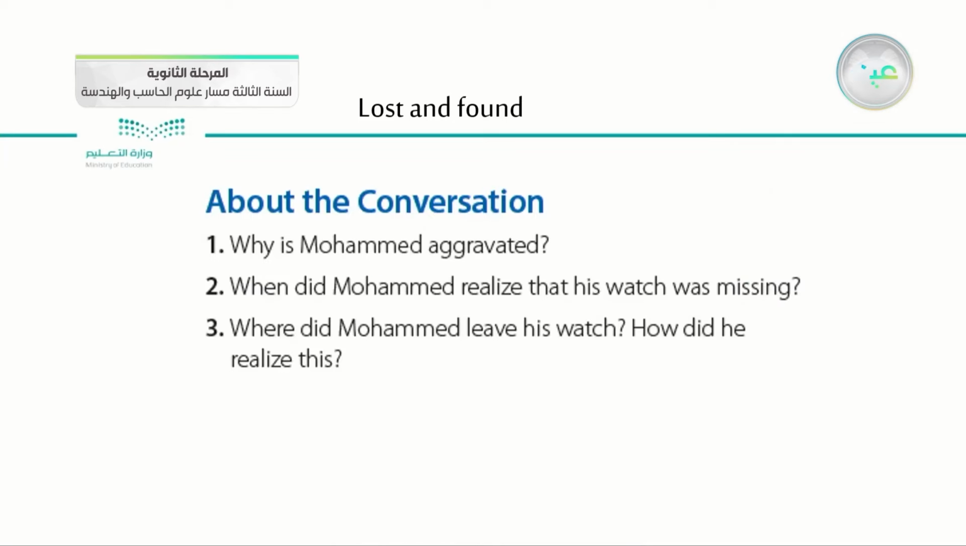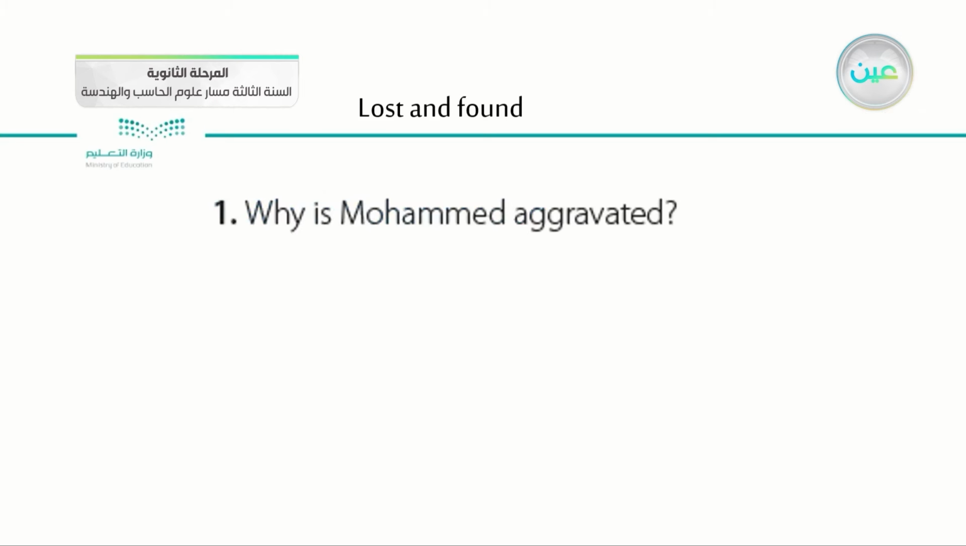These are some questions related to the conversation, which are very important. The first question is, why is Muhammad aggravated? And when did Muhammad realize that his watch was missing? Where did Muhammad leave his watch? And how did he realize this? We'll, inshallah, go over these questions and do them together. So this is the first question.